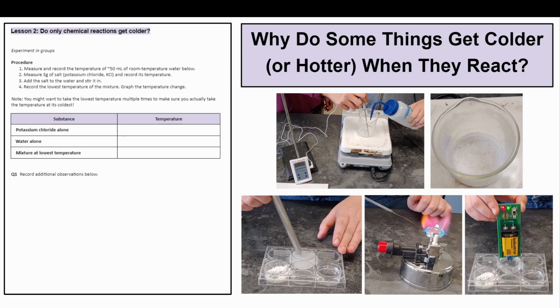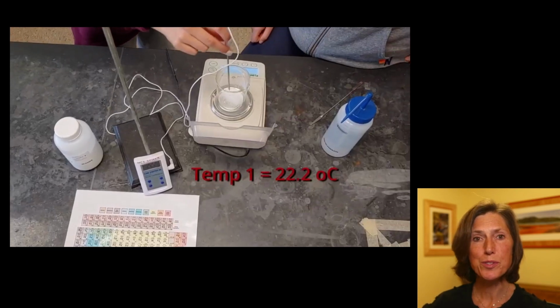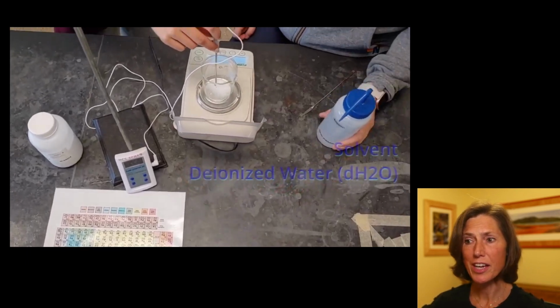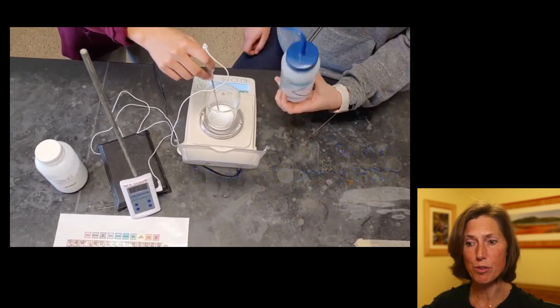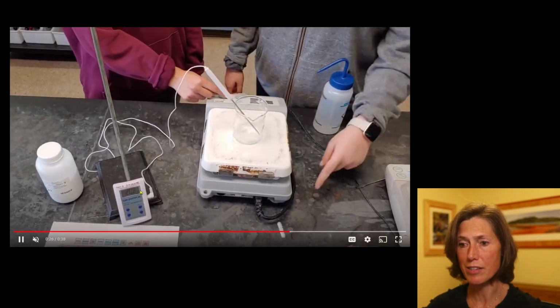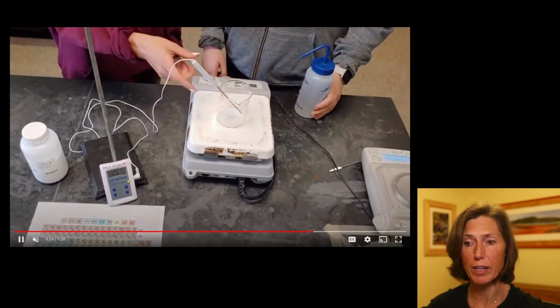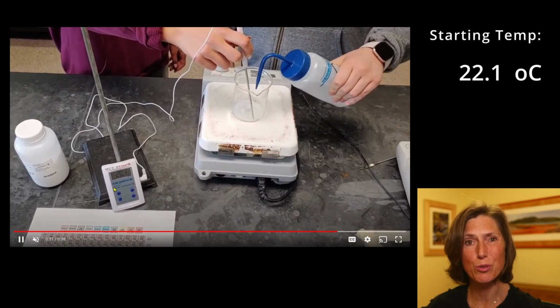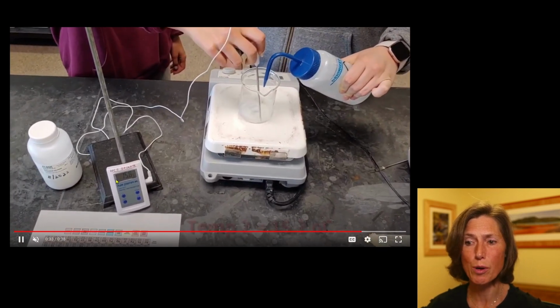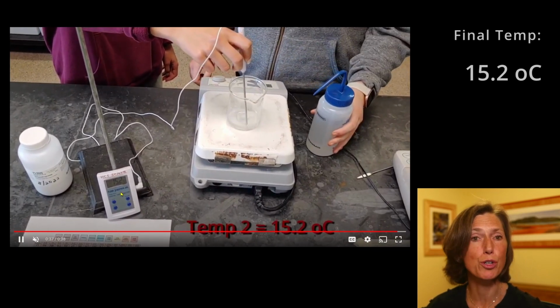So you see here 2 of my students actually carrying out the procedure. And if you focus on the thermometer, you can tell that the temperature is slowly dropping from roughly room temp, 22 or so degrees, down to about 15.2 degrees Celsius.